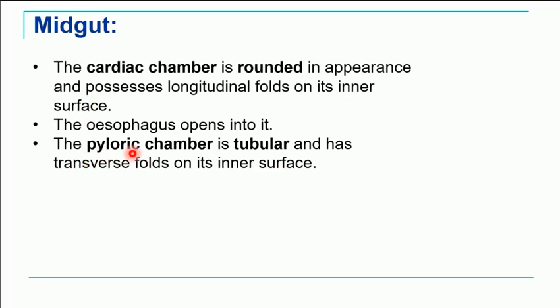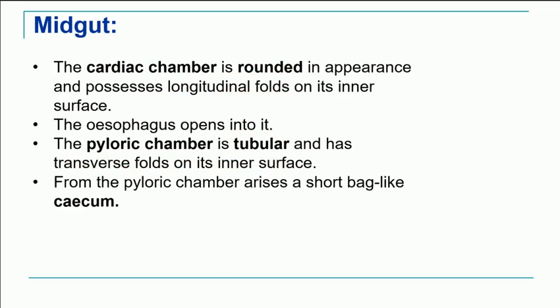Followed by this comes the second chamber of the stomach, that is the pyloric chamber, which is tubular in shape, and it has transverse folds on its inner surface. So the cardiac stomach is rounded and it has longitudinal folds. On the other hand, the pyloric chamber is tubular in shape and it has transverse folds. Now from this pyloric chamber arises a short bag-like structure that is called the cecum. So the cecum is also referred to as the pyloric part of the stomach.